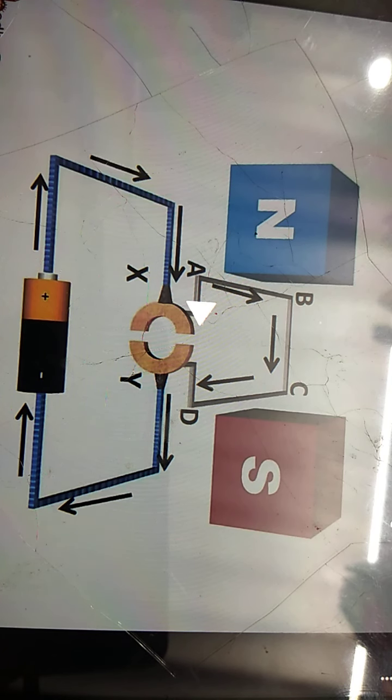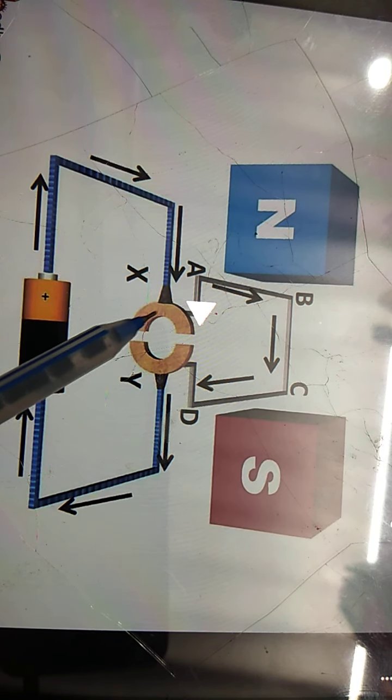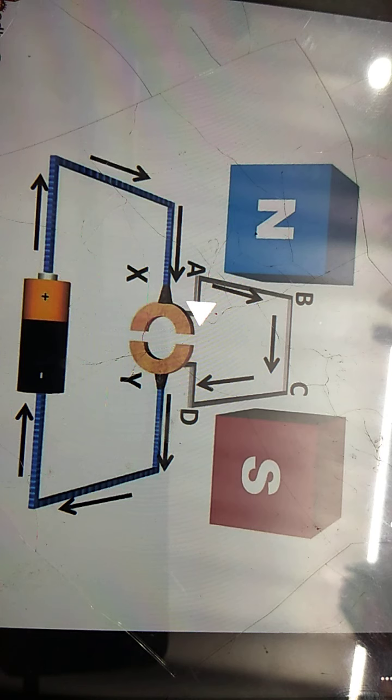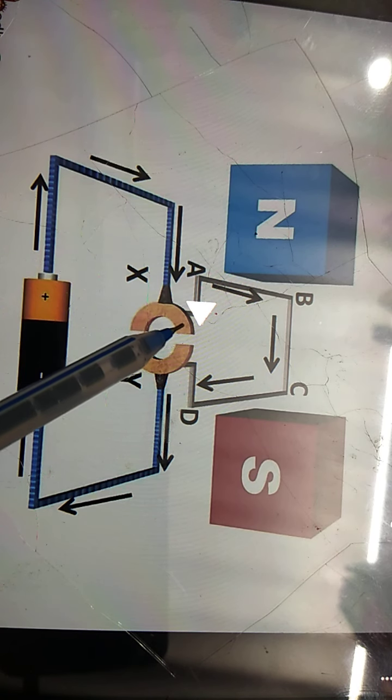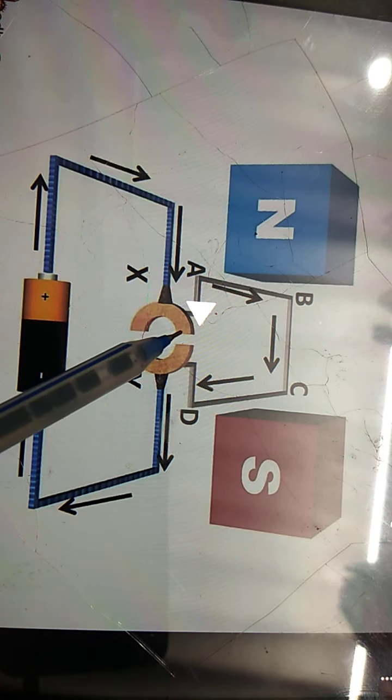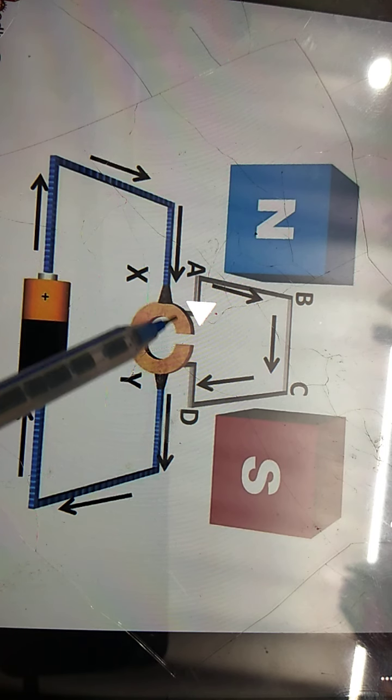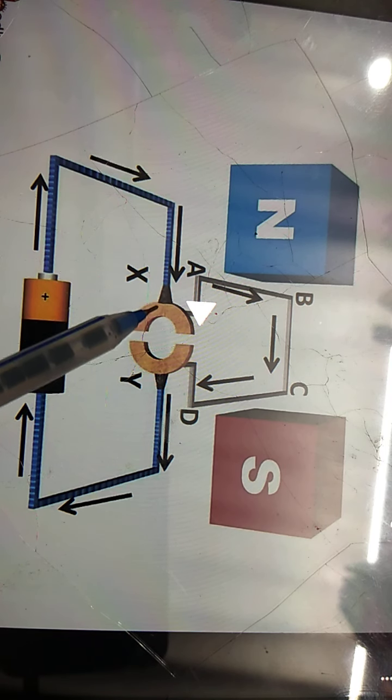X and Y are the brushes. These brushes are joined with these split rings. This is the split ring. This and this are two split rings. Your ABCD is the coil, and the brushes X and Y touch the split ring. This is not joined. Actually, these things are not fixed.